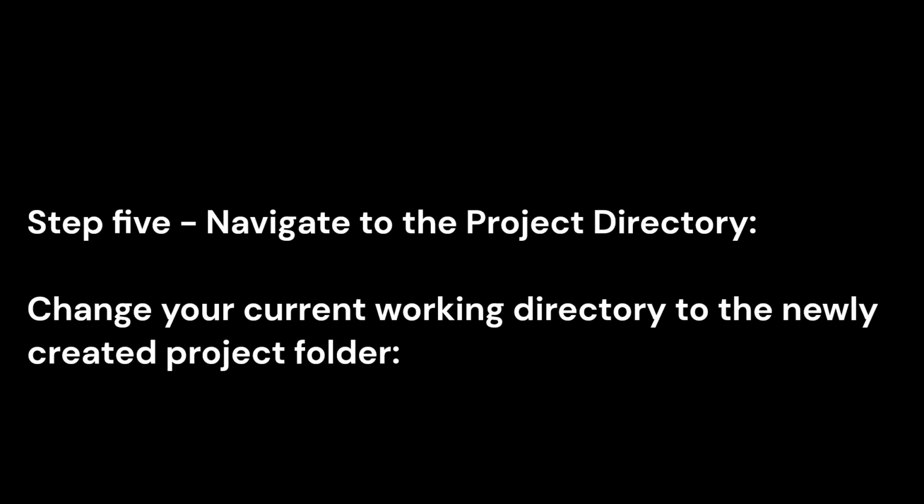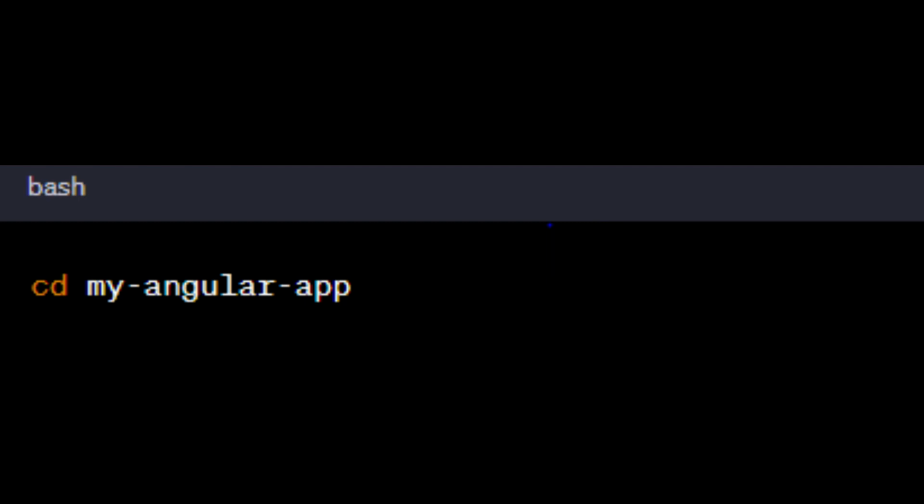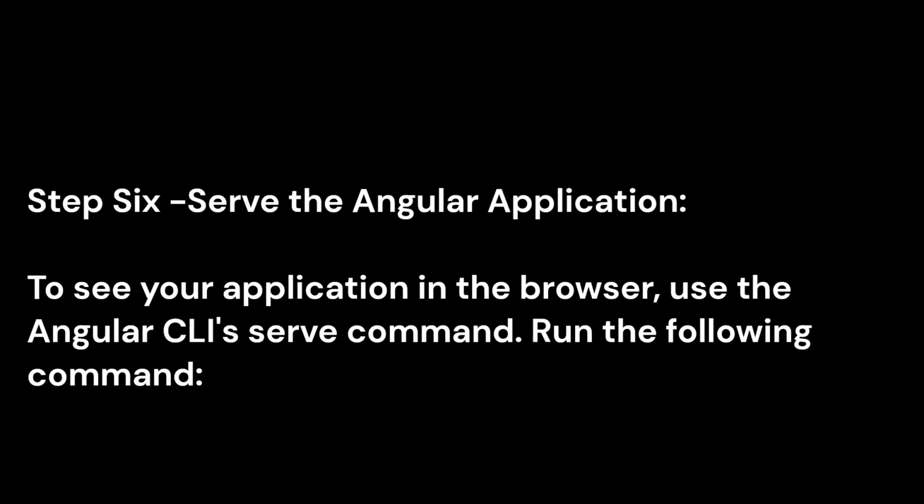Step 5. Navigate to the project directory. Change your current working directory to the newly created project folder. Step 6. Serve the Angular application. To see your application in the browser, use the Angular CLI serve command. Run the following command. This will compile your Angular application and start a development server.